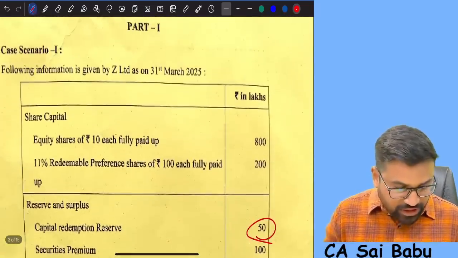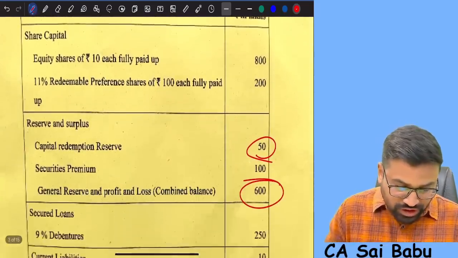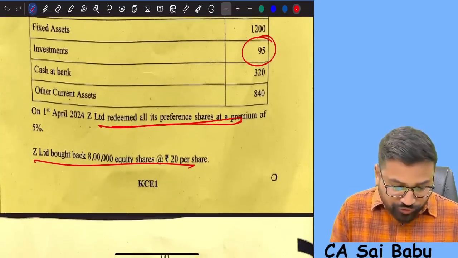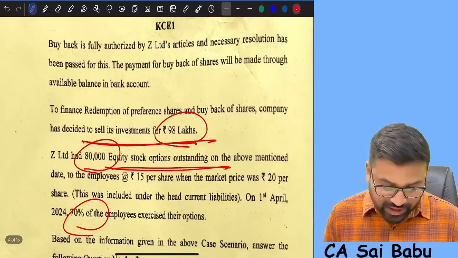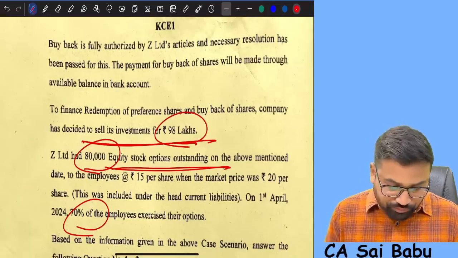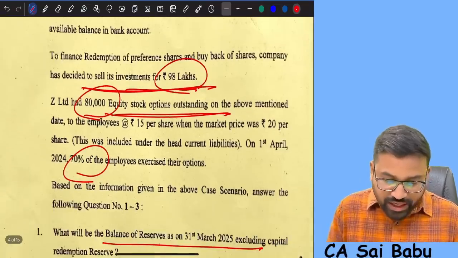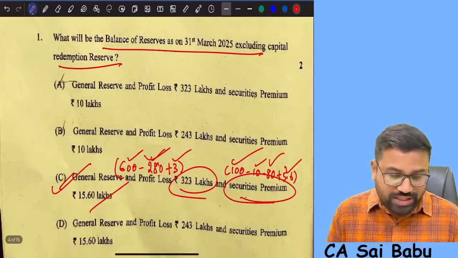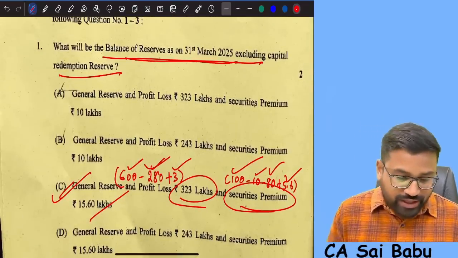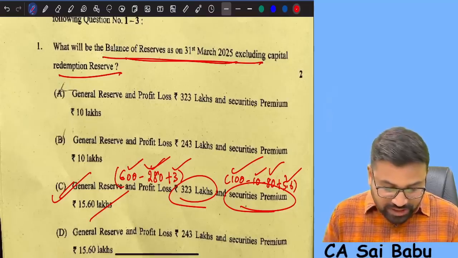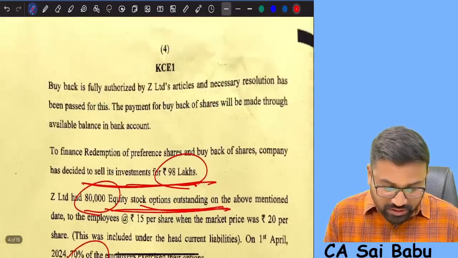Now the first case scenario 1, sir. This question covers redemption of preference shares at a premium of 5%. There is a buyback of securities also, sir. And they sold investments and ESOPs are also there. Now what are the questions they are asking? What will be the balance of the reserves as on 31st March 2025 excluding CRR? See, actually the answer is C, sir, in this case.